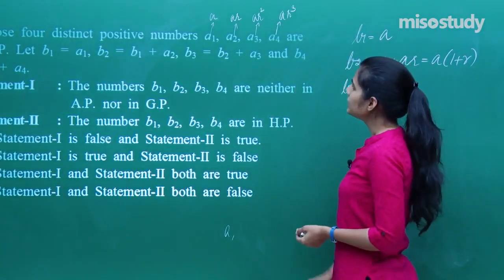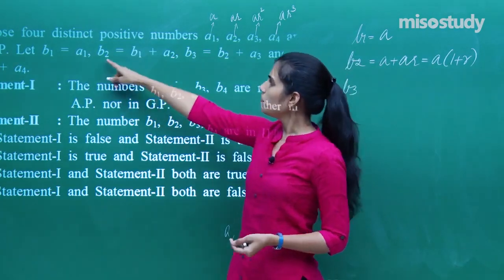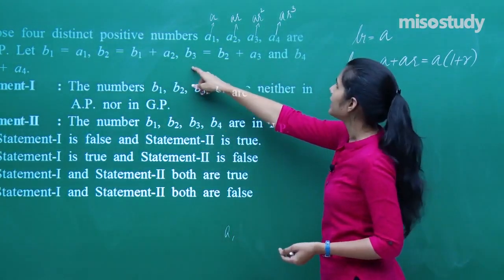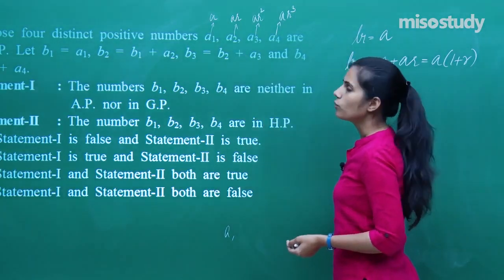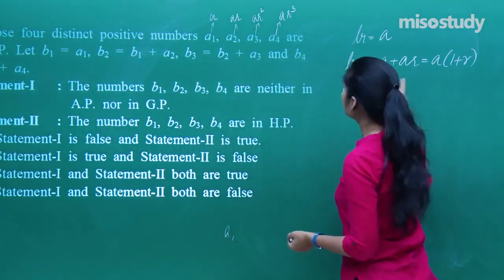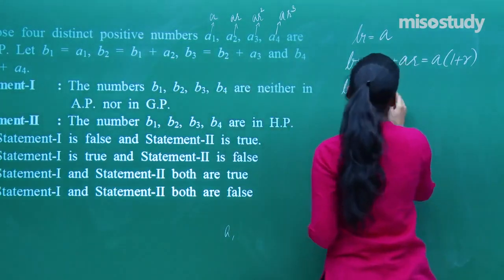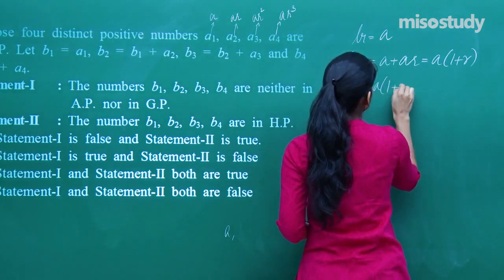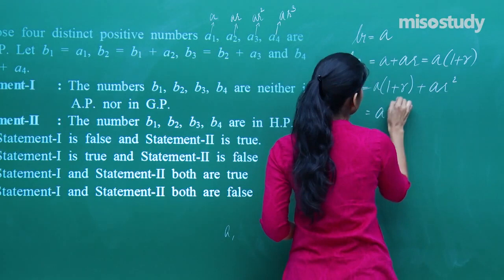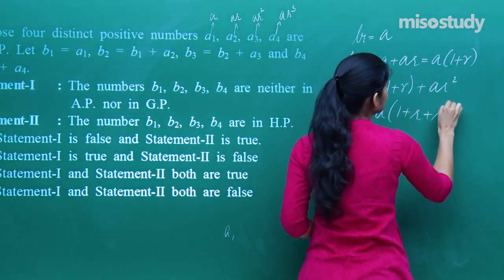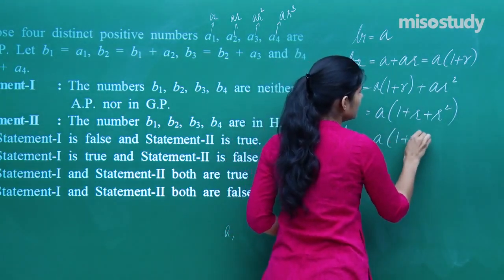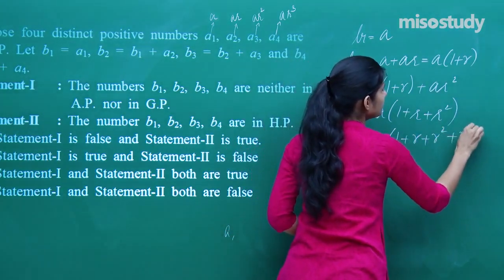B3 is what? B3 is B2 plus A3. B2 is B1 plus A2, so B3 is B2 plus A3, that means a(1 plus r) plus ar square, which means a common (1 plus r plus r square), and similarly you get B4 as a common (1 plus r plus r square plus r cube).